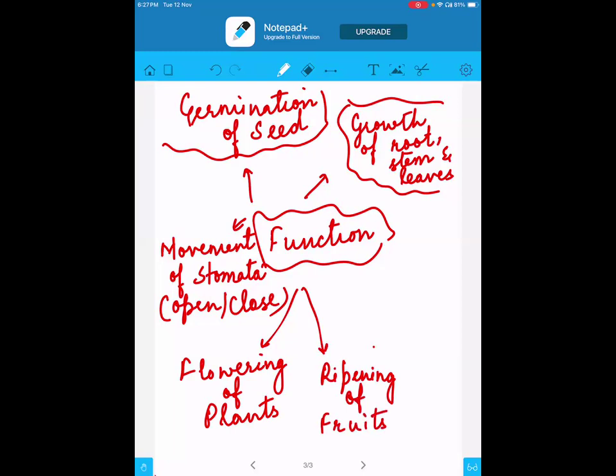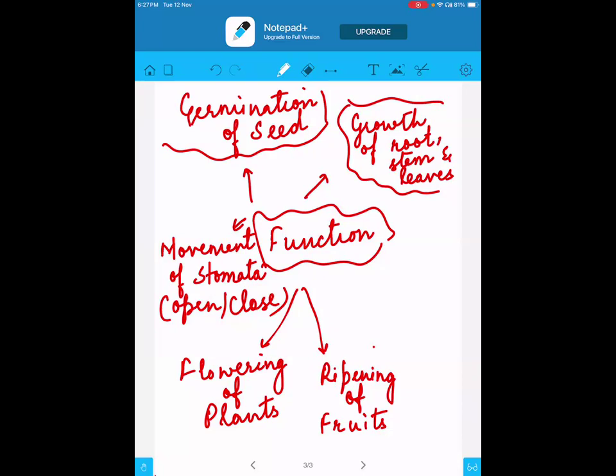If these plant hormones are not available, then what happens? The ripening of the fruit will not happen. So that is why it is important. Ma'am, can you once again explain the fourth function? Flowering of plants. Yes, ma'am.